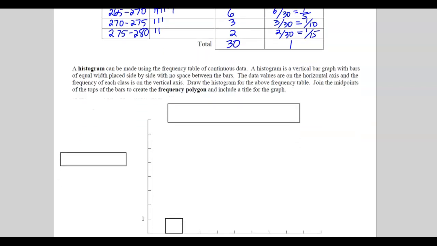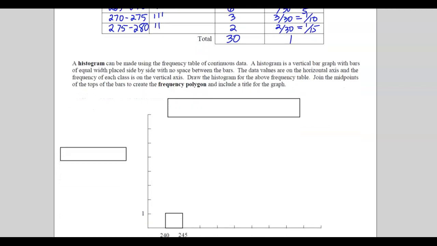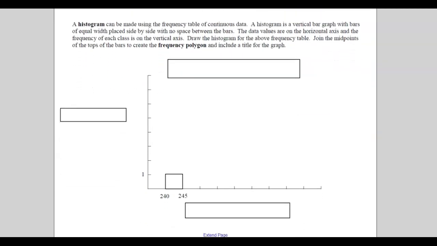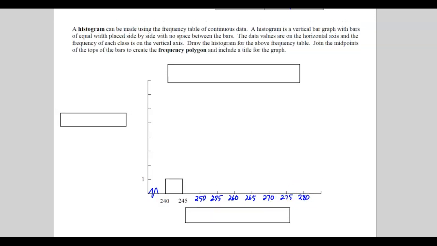And include a title. So, taking a look here, we're labeling the beginning of each interval, so 240 to 245. Really, I would put what I call a little squiggle, all right? It's not starting at 0, so it's like we're squishing that horizontal axis in. It's like a piece of wire, okay? And then this would be 250, 255, 260, 265, 270, 275, 280. I don't think we can go up to.